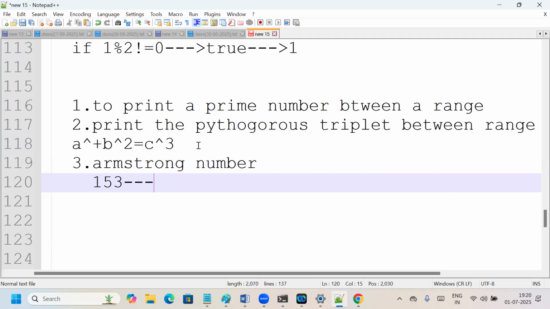Why, guys? Because if you do 1 cube plus 5 cube plus 3 cube, right? If you do in this way, you are getting 153, equal to the number, then we can say that the number is an Armstrong number. Now, guys, how to check? I wanted to write a program to check whether the number is an Armstrong number or not. How to write?